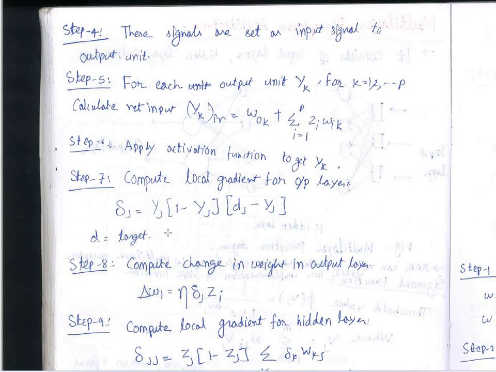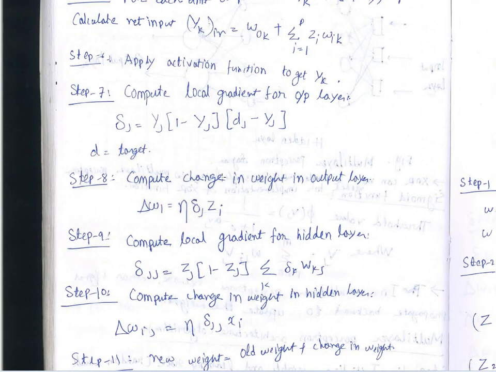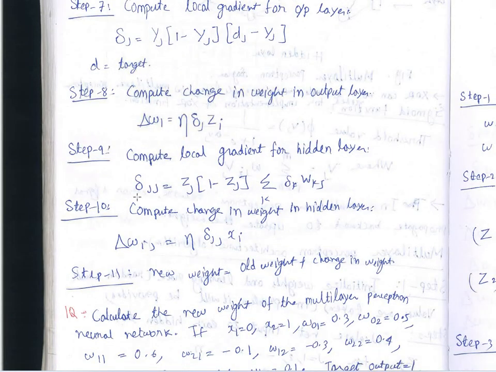The local gradient for the output layer, del j, is yj into 1 minus yj into dj minus yj, where d is the target. Compute the change in weight in the output layer: del wij is equal to eta del j zi. Compute the local gradient for the hidden layer: del jj is zj into 1 minus zj sigma k del k wkj.